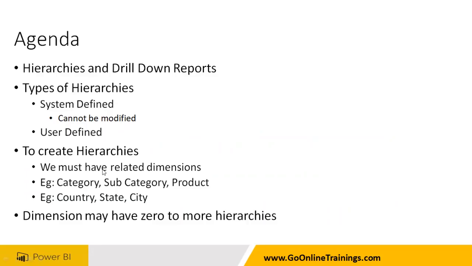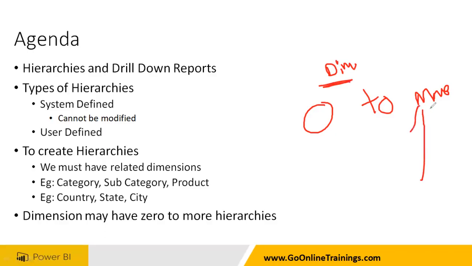To create a hierarchy, we must have related dimensions: category, subcategory, product, country, state, city. Dimensions may have 0 to more hierarchies. It is not only one hierarchy. Sometimes you have 0 hierarchies. Sometimes you have more hierarchies available to the dimension table. So tomorrow we'll talk about what is the need for more dimensions. Okay. So dimensions may have hierarchies, but you may have 0 or more.